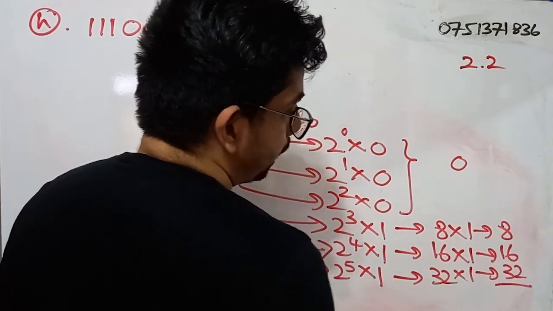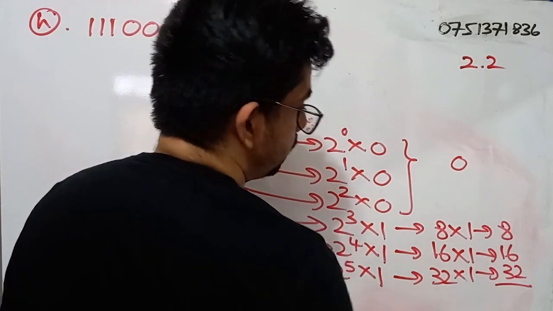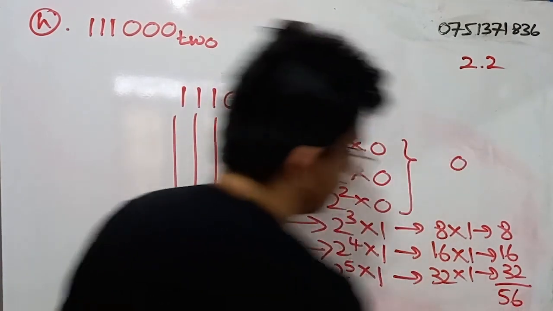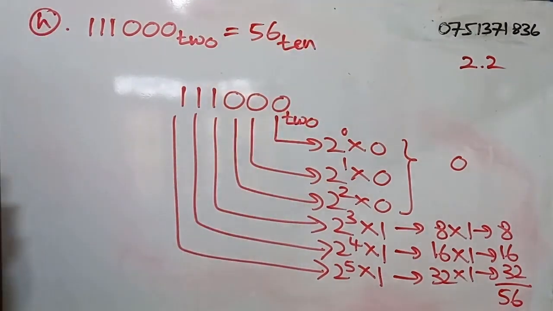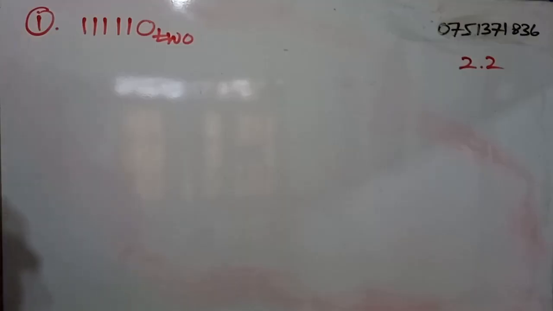32 plus 8, that is 40. 40 plus 16, it will be 56. So this is equal to 56 and the base is 10. Right, so this is I.